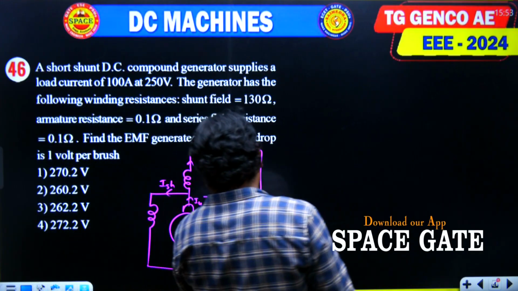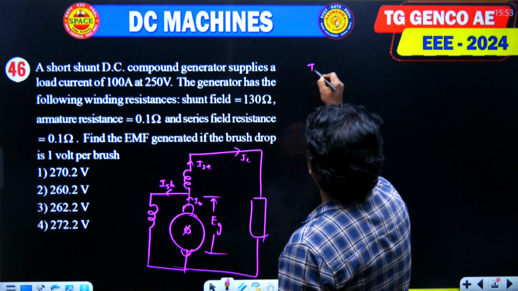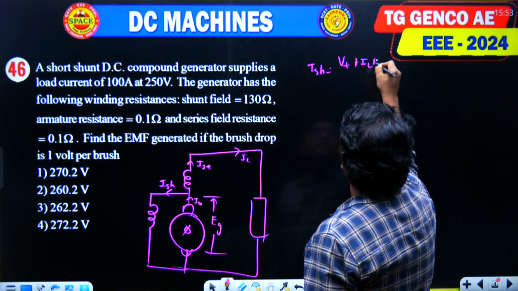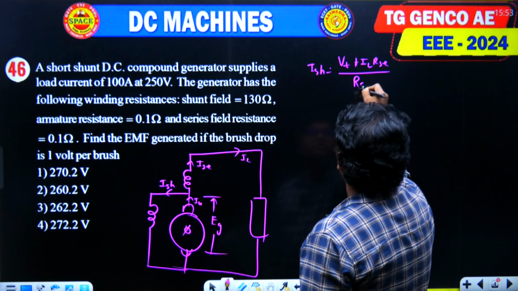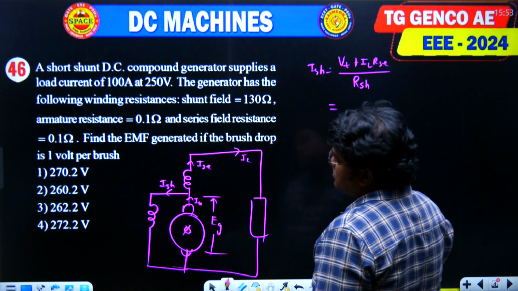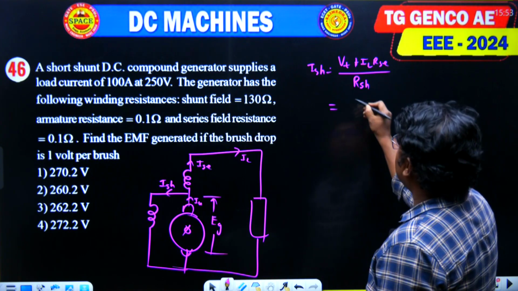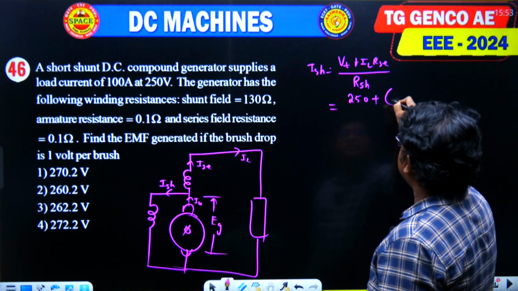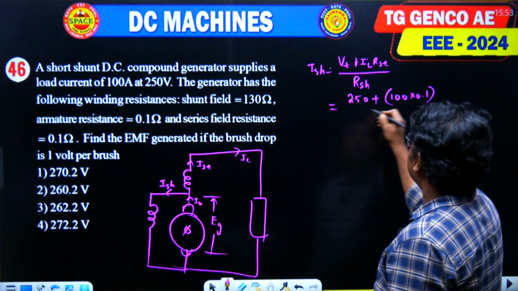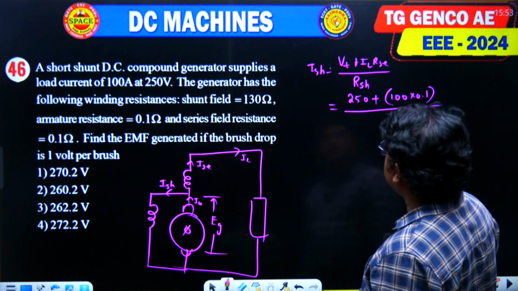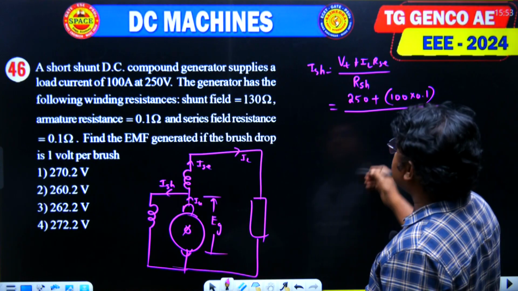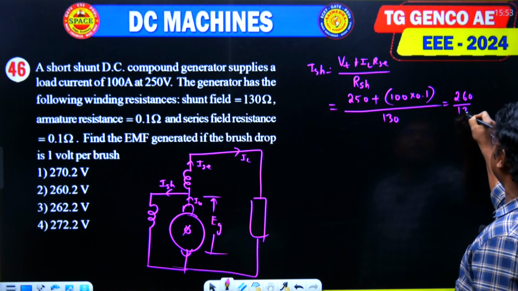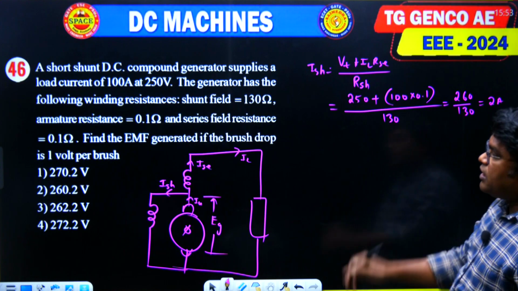So first, let us calculate the shunt field current ISH. ISH is equal to (VT plus IL RSC) divided by RSH. Now VT is the terminal voltage, 250 volts, plus IL is 100, RSC is 0.1, and RSH is the shunt field resistance, 130 ohms. So this is equal to 260 by 130, which equals 2 amps. Shunt field current is equal to 2 amps.